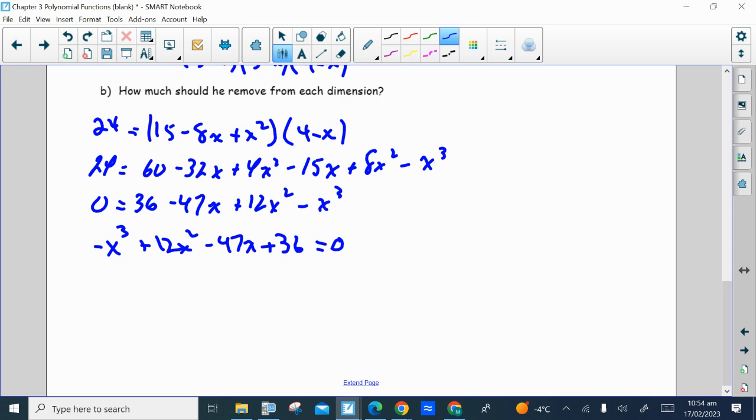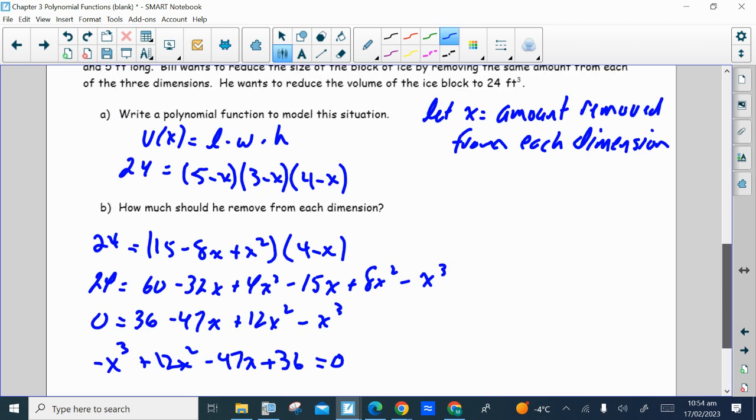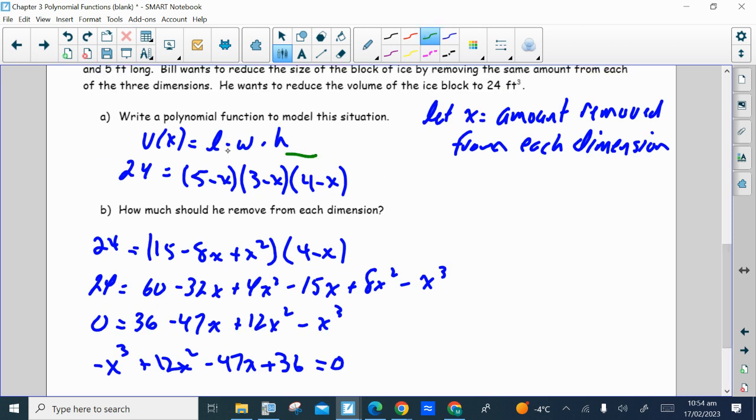And when you look at the question, how it's worded, how much should he remove from each dimension, it actually doesn't ask us to determine or algebraically find or anything like that. So on a diploma exam, you wouldn't have to show even this much. You actually would be able to stop right here and use your graphing calculator to solve this.